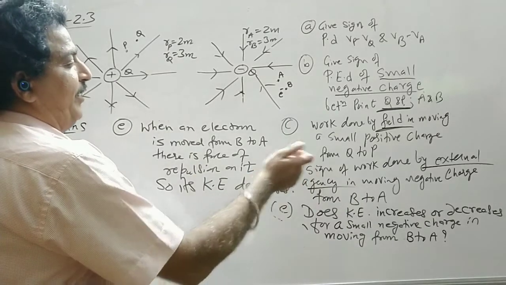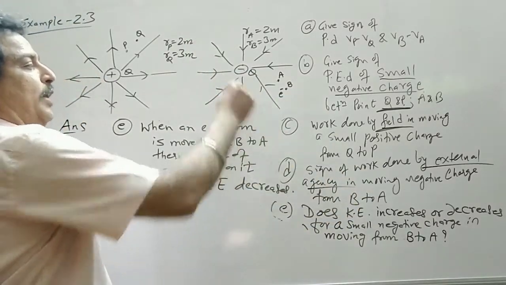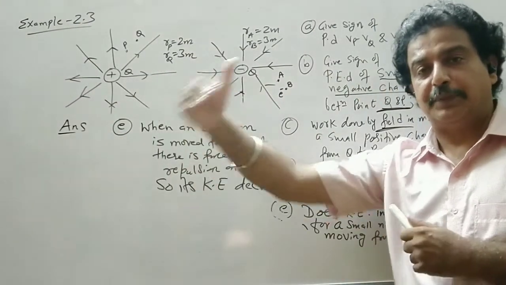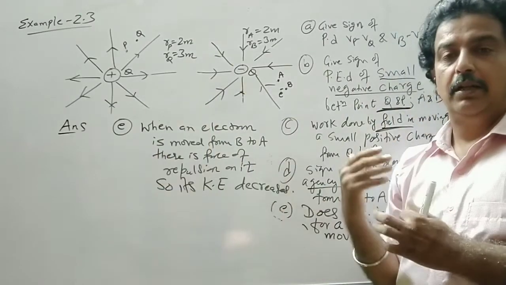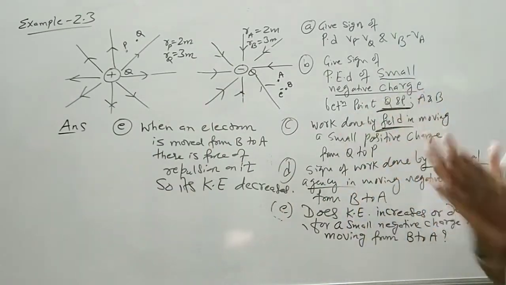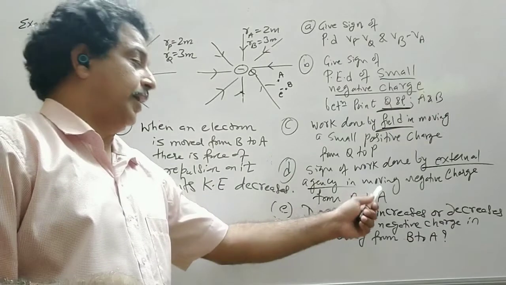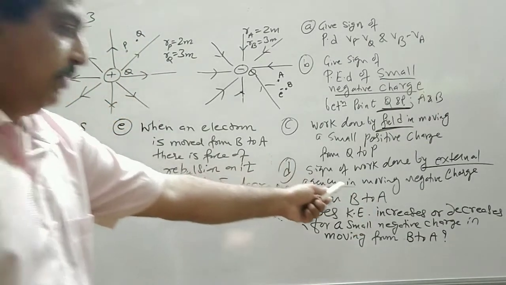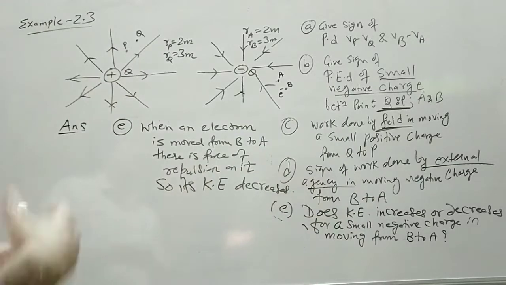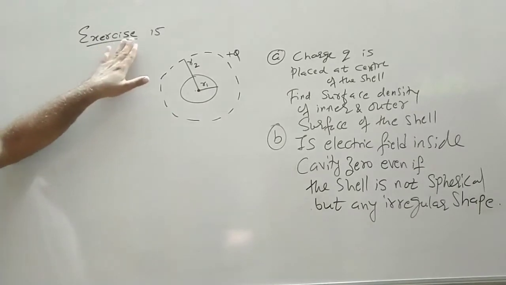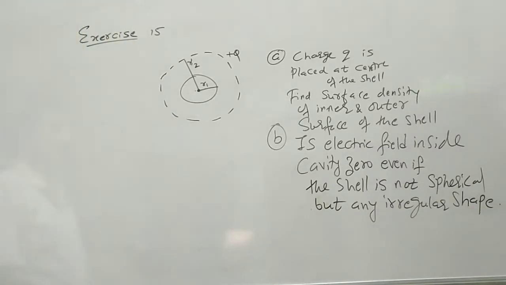Or you can say, if I throw an electron towards the source negative charge, its speed will keep on decreasing till its speed becomes 0, and then it will be thrown out. So clearly, the work was done against the field, and now when the work done against the field is positive, then the kinetic energy also decreases. Now let us see question number 15 of the exercise.